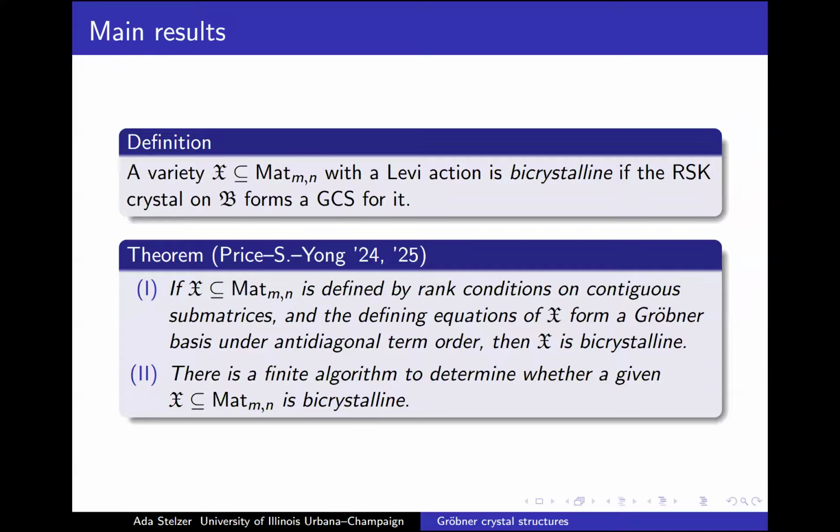Our main theorems are, one, we give some large class of varieties that are defined by rank conditions, so some sort of generalized determinantal varieties, that are bicrystalline. And then two, we give a finite algorithm which takes in a variety in the space of matrices, and then it does some computations and tells you whether or not that particular variety is bicrystalline.